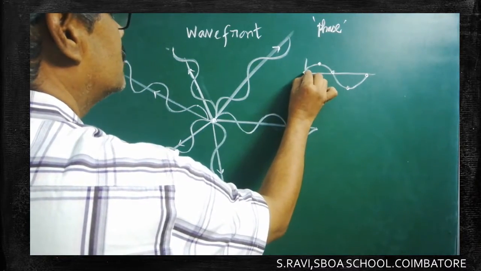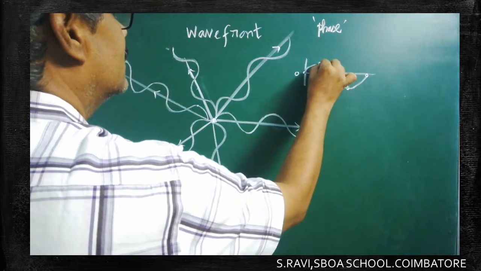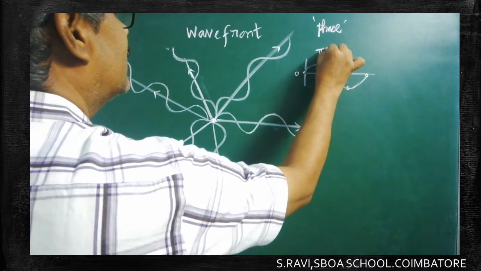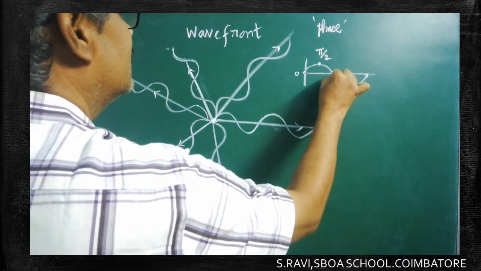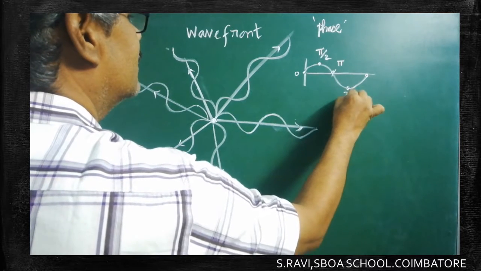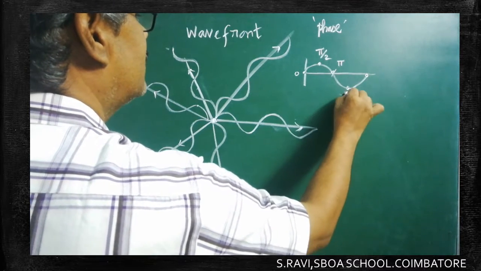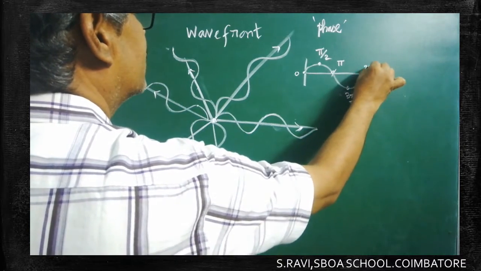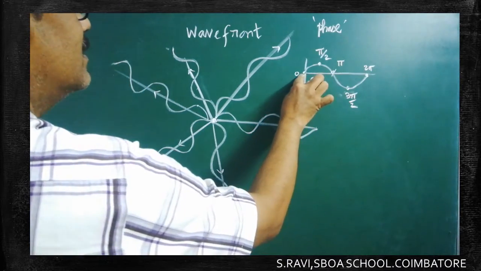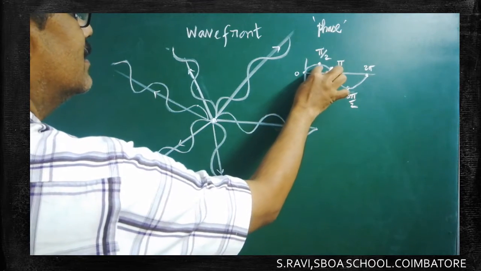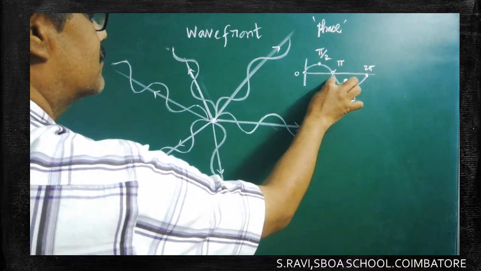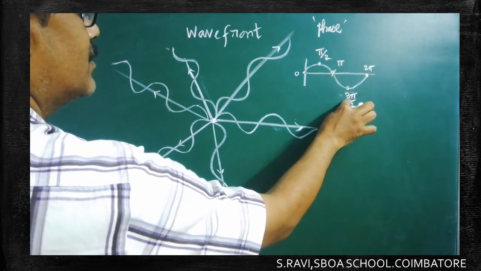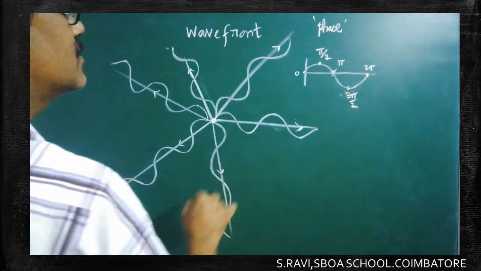Here the angular position of the wave can be taken as 0. Here it is pi by 2, 90. Here it is pi. Here it can be taken as 3 pi by 2 or 270. Here it is 2 pi. So the phase of the particle in a wave is 0 here, 90 here, pi here, 3 pi by 2 here, and 2 pi here.